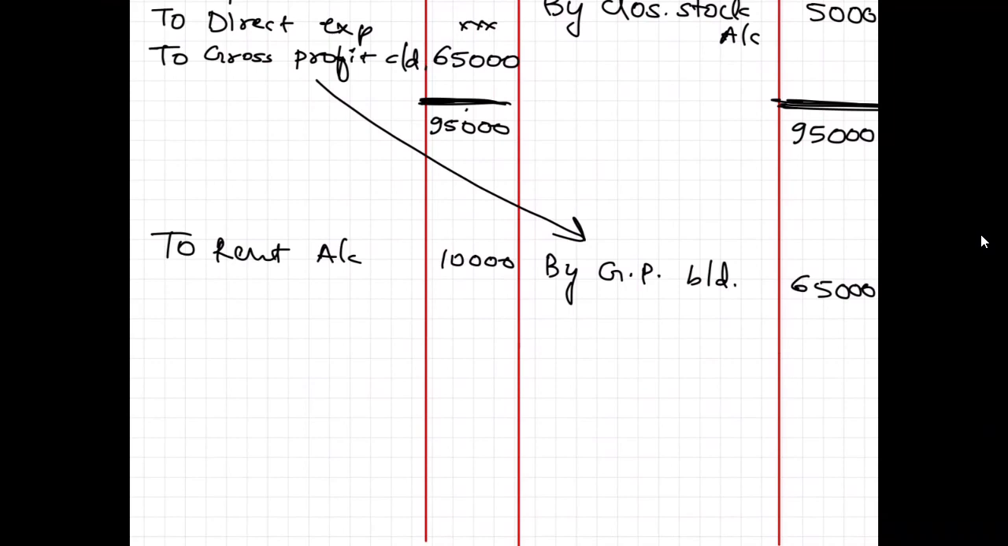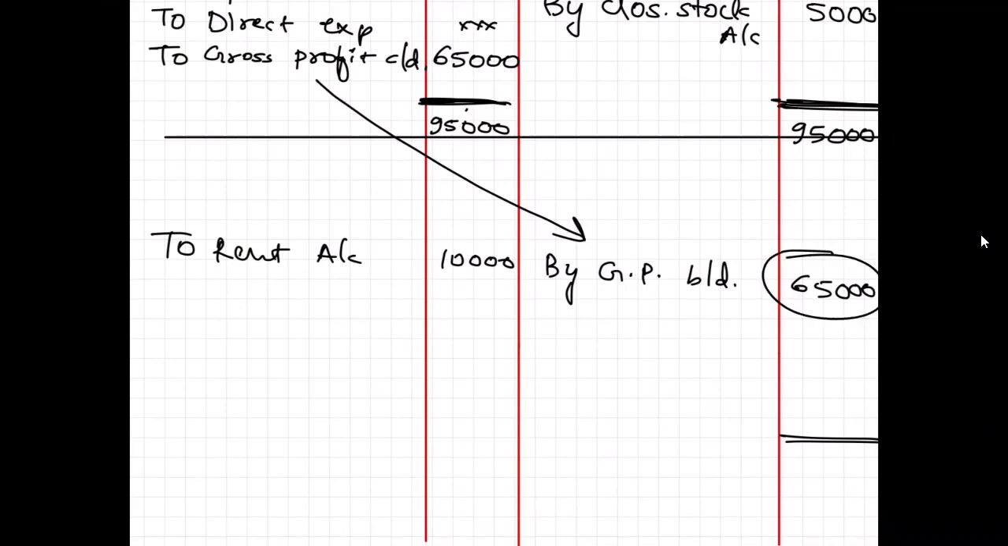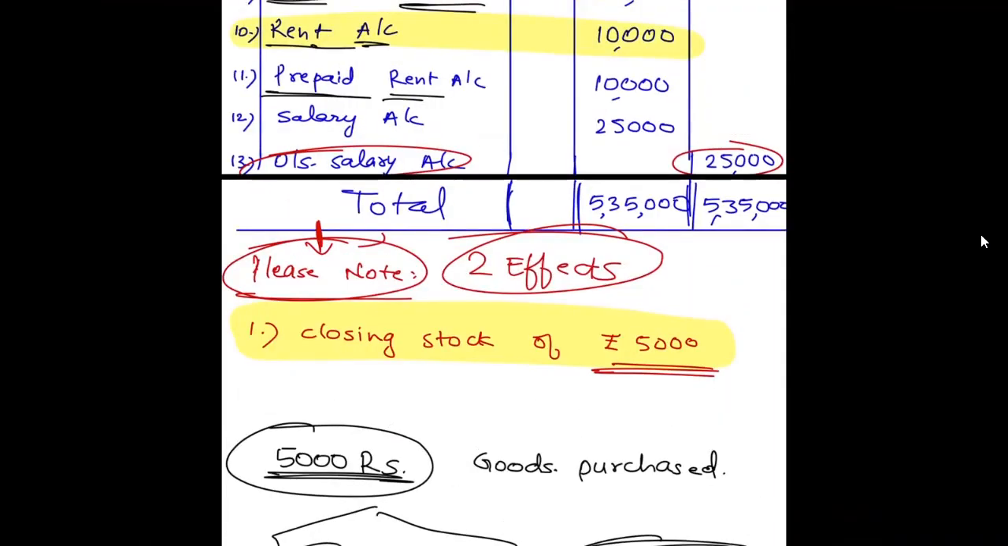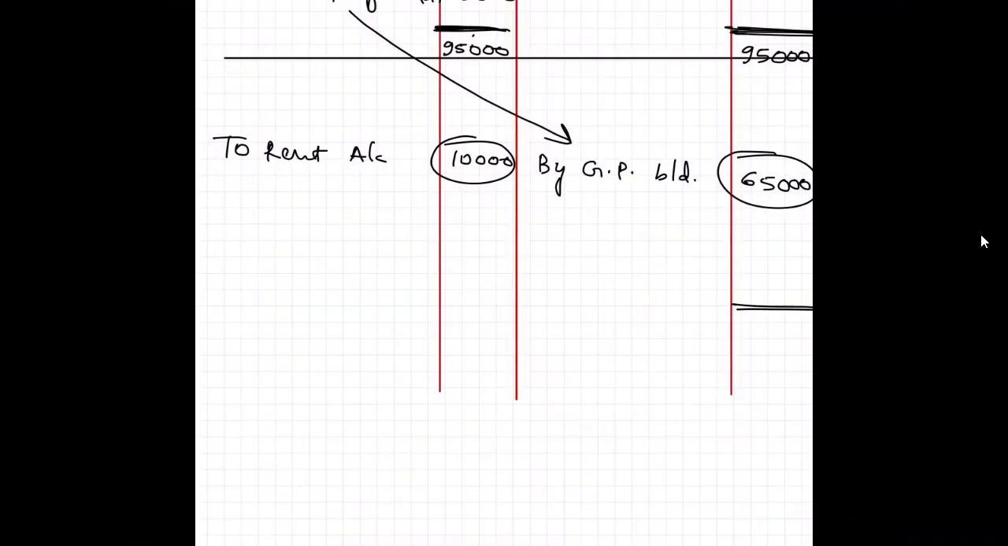Then you can see here. Now your trading account is closed here. Nothing to do in your trading account. Now, if you can see, we have 65,000 of profit left and we have the expenses of 10,000. I cannot see one more expense here. That is salary account. Salary account 25,000 should be here. So to salary account 25,000. This entry was missed earlier. So I have two expenses, that is rent account of 10,000 and salary of 25,000.